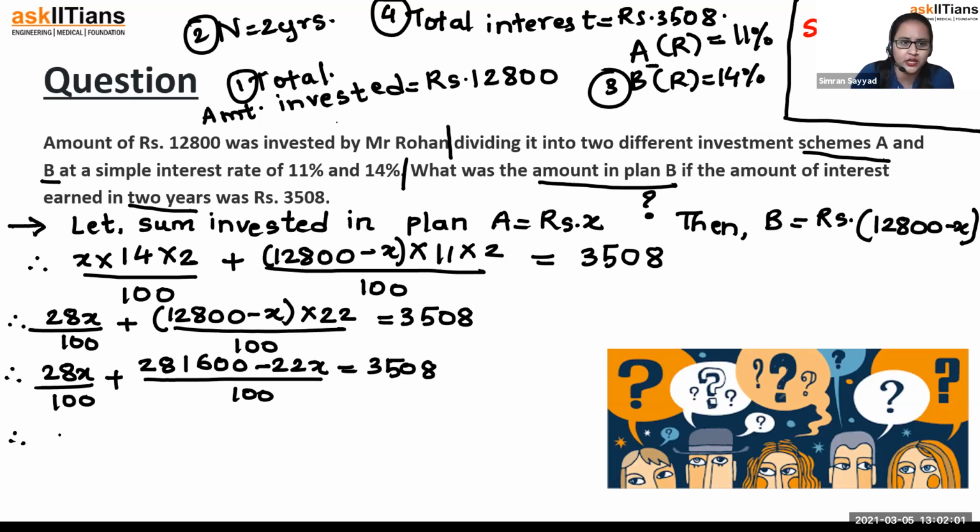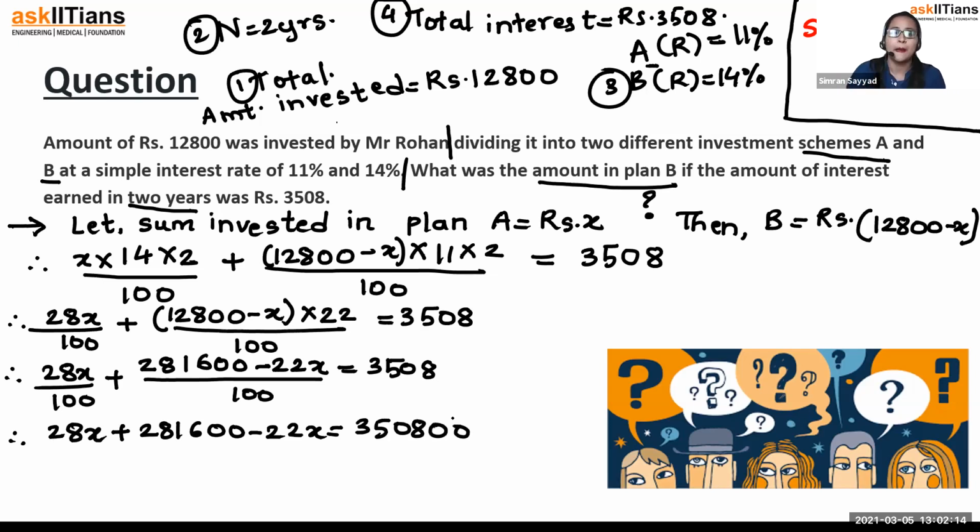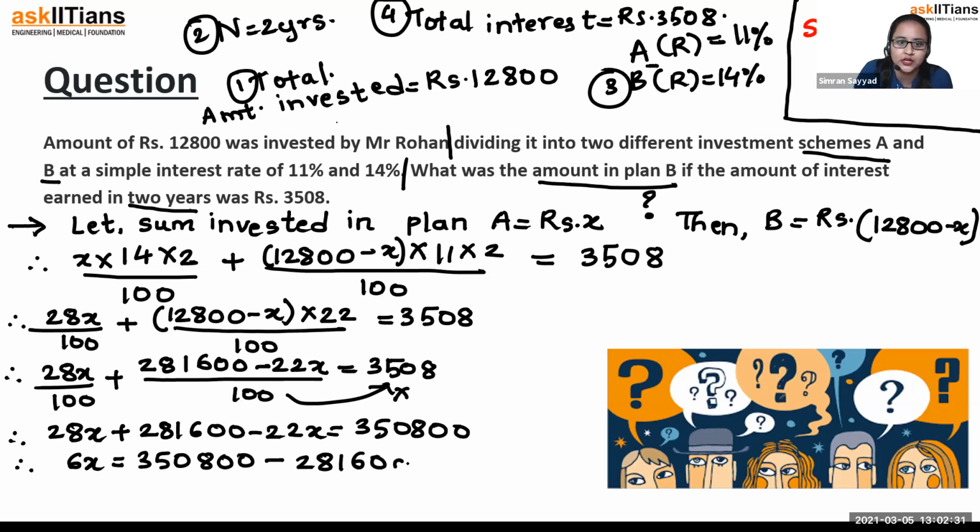So what remains in the numerator? 28x plus 281,600 minus 22x is equal to 350,800, because I have transferred my 100 here and multiplied it. So simply 28 minus 22 is nothing but 6x. 6x is equal to 350,800 minus this comes here, 281,600.